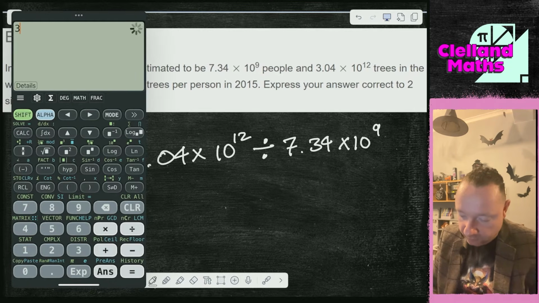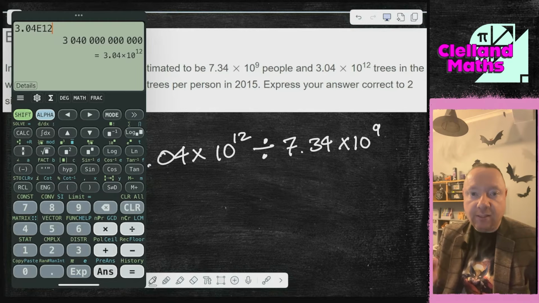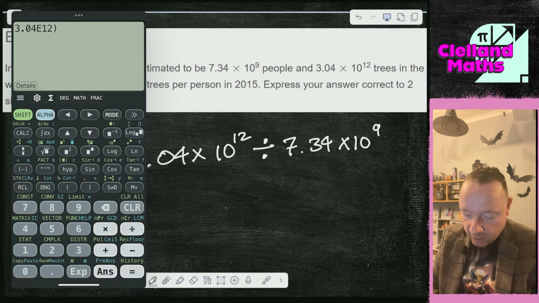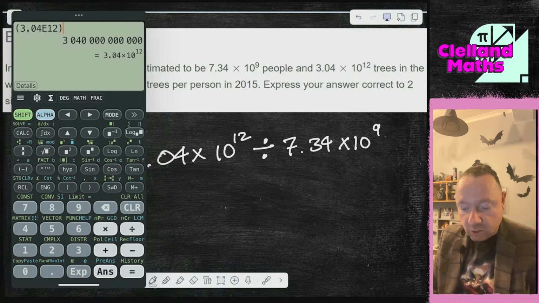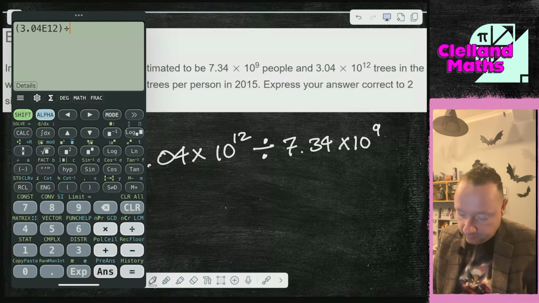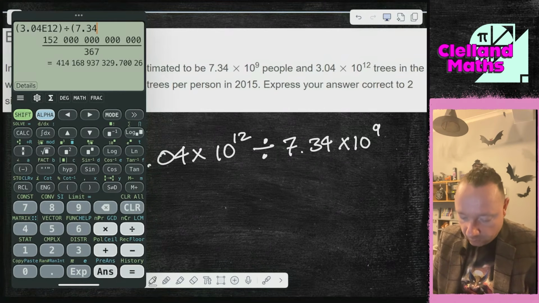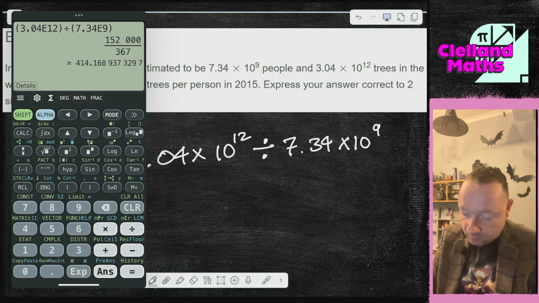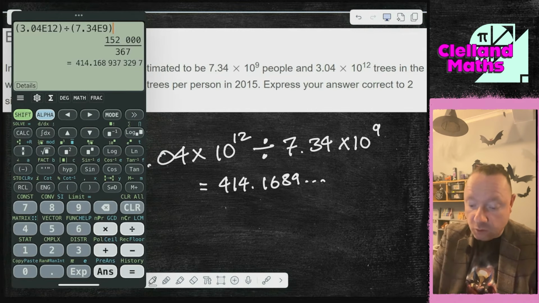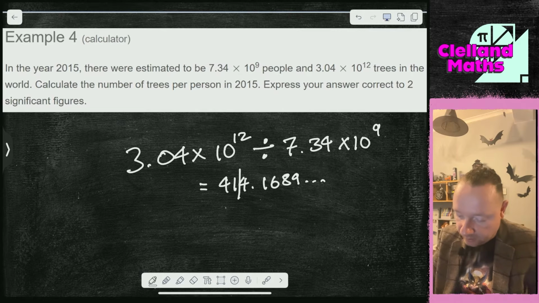Now, in my calculator, I put 3.04 and then I press EXP to get times 10 to the power and then 12. In other calculators, it's like a times 10 with a power button. But in any case, you would get this. Now, I would advise you put brackets around any numbers in scientific notation so that your calculator doesn't mess you up, because sometimes it does. So I'll put it in brackets and then divide, and then brackets, 7.34 exponential 9, close my bracket, and it gives me an answer. So the answer is 414.1689, and it goes on for a while, so I'll put ... Two significant figures means the second number.